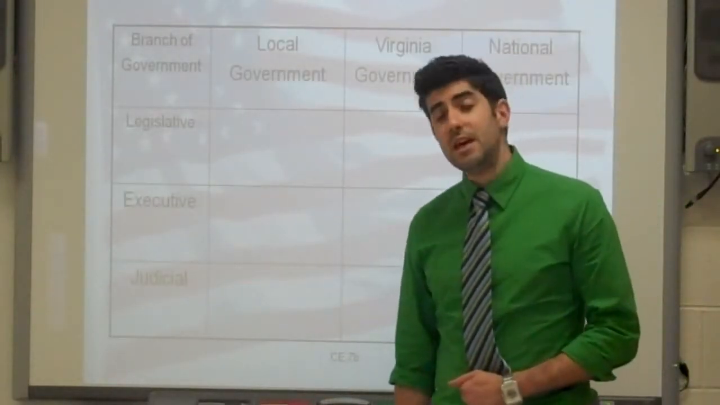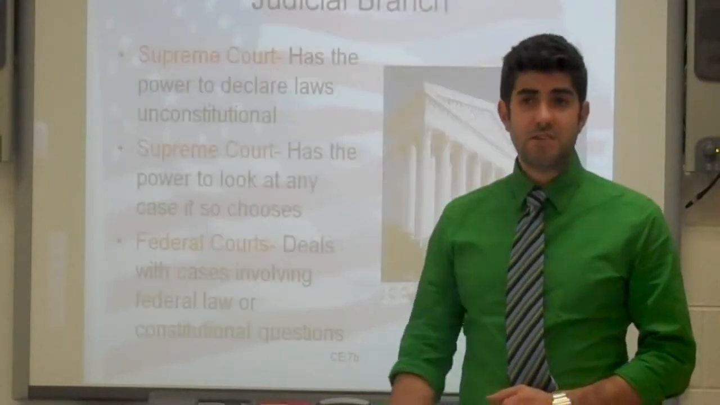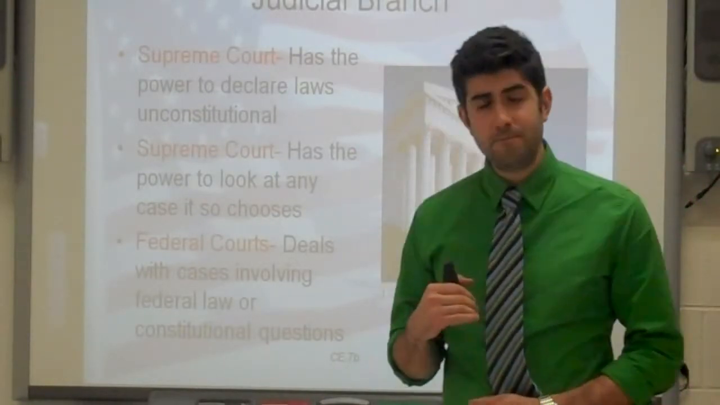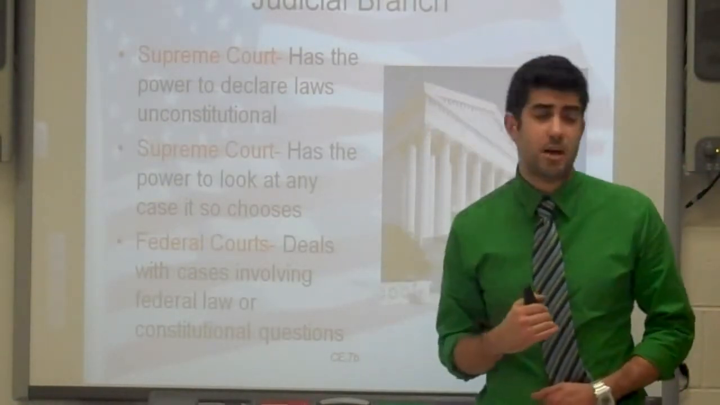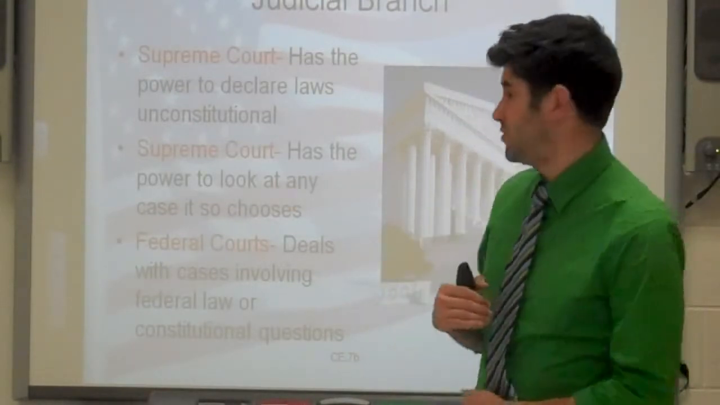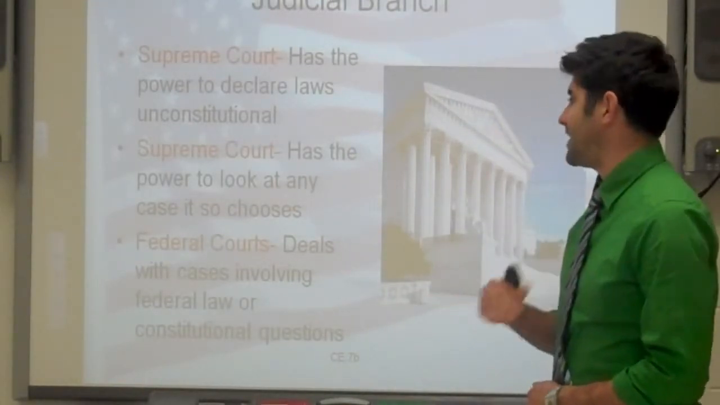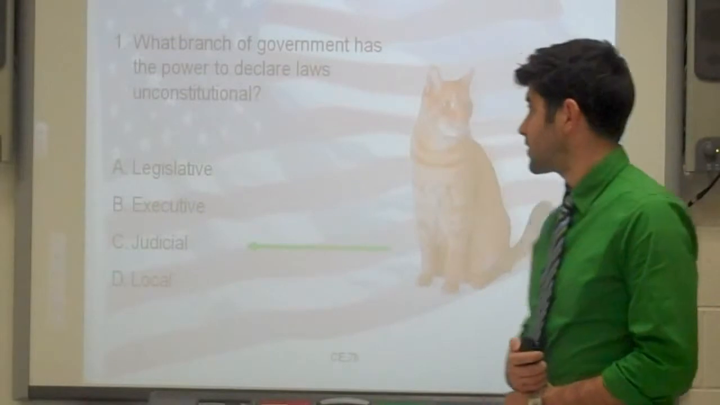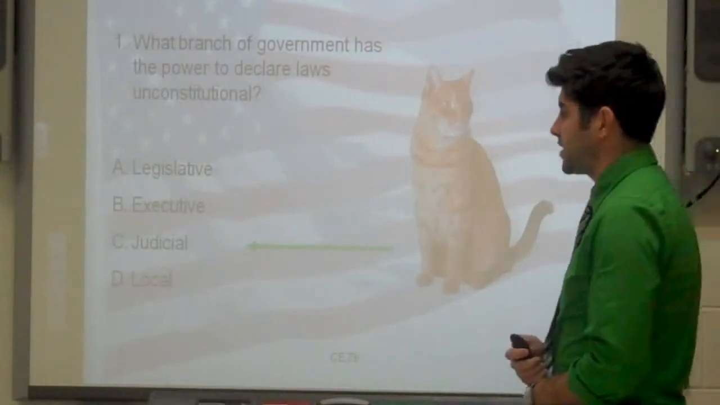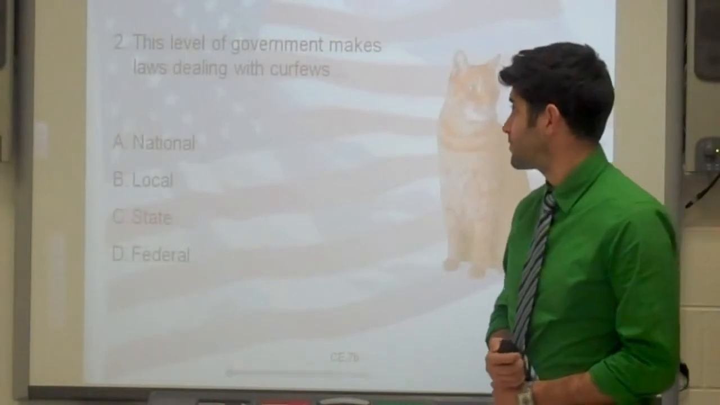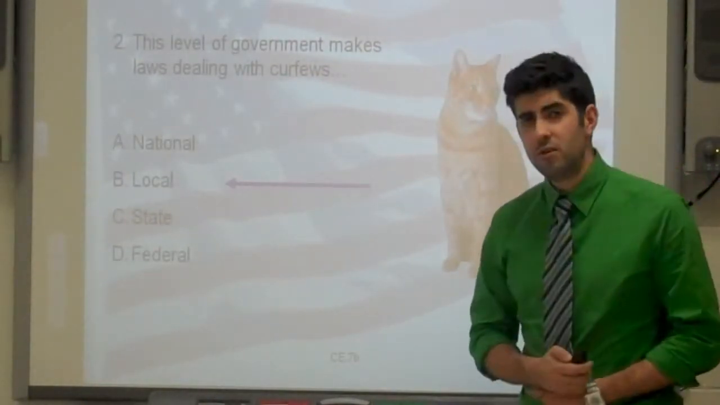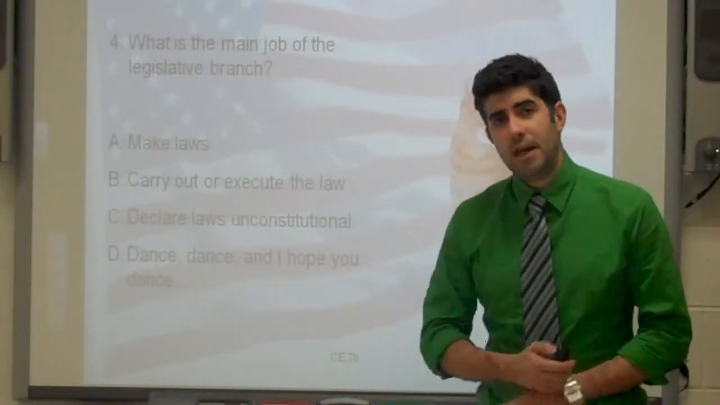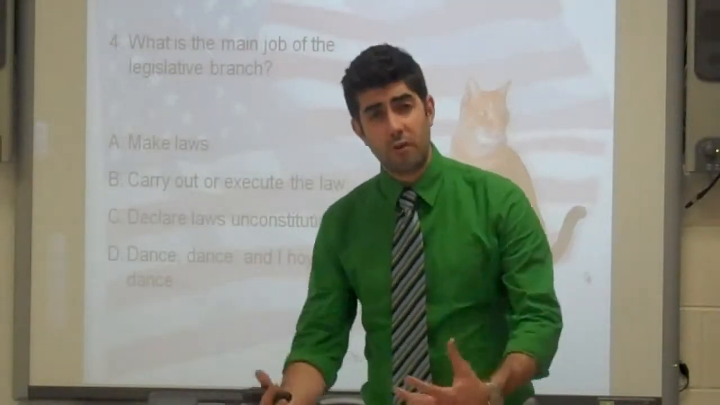And then, of course, the national court system is established by the Constitution. The Supreme Court is the highest court in the land. It can determine whether a law is unconstitutional or an executive act is unconstitutional. The Supreme Court has the authority to look at any case it chooses. And then, of course, there is a federal court system established below. And again, what branch of government can declare laws unconstitutional? Judicial. Which level of government makes laws dealing with curfews? Local. If someone violates the Constitution, what branch has the final say? Judicial. And I'll stop right there, but I just wanted to give you a basic overview of federalism.